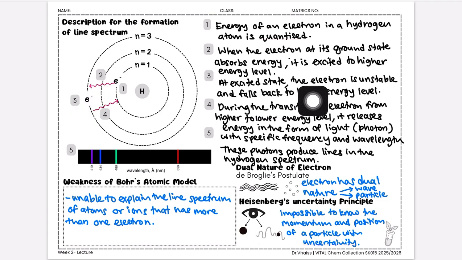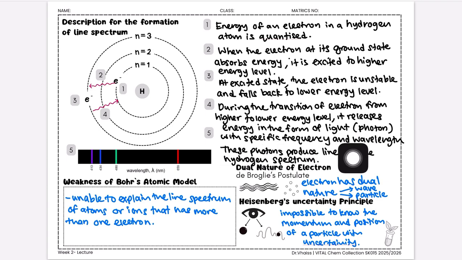And what happens at the excited state? The electron is unstable. So when it's unstable, what does it do? It falls back to the lower energy level. So during this fallback, which we said is the transition of the electron from the higher to lower energy level, it releases energy in the form of light, which we call a photon.